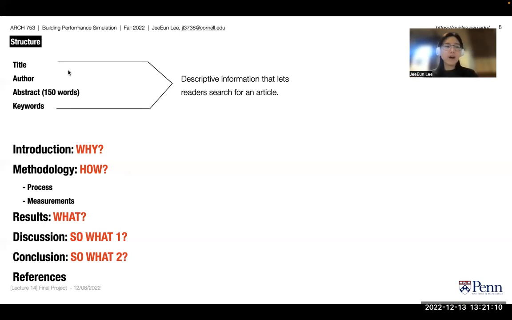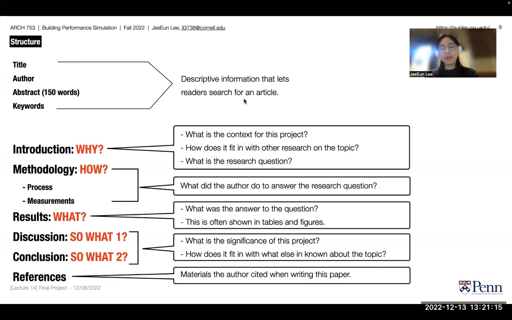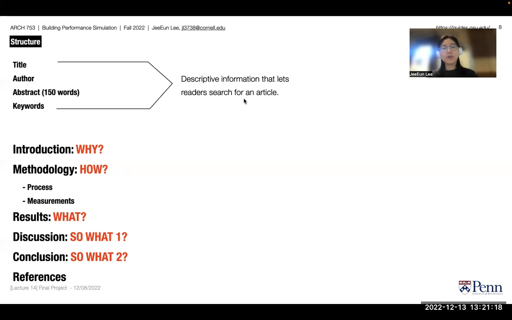So title, author, abstract, keyword, these are the descriptive information that let readers search for an article. Okay, this is just a minor project, so I know why you wrote it, but if you publish it or bring it to a conference that is in the database, you may want to make more people read your paper instead of just making it sit there.